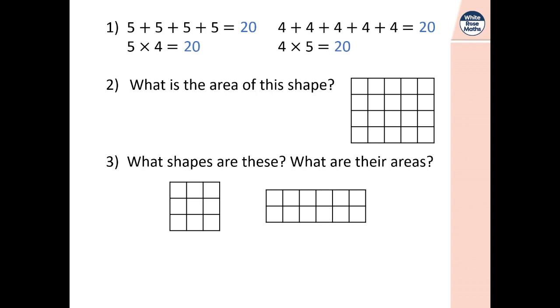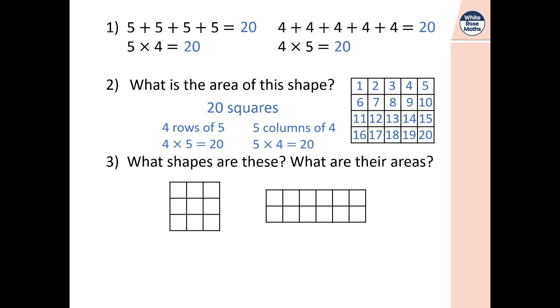Look at question 2. What is the area of this shape? You can see that there are 5 in each row and there are 4 columns. So the calculations in question 1 relate to question 2. What is the area of this shape? It is 20. 20 squares. There's 4 rows of 5 or 5 columns of 4.